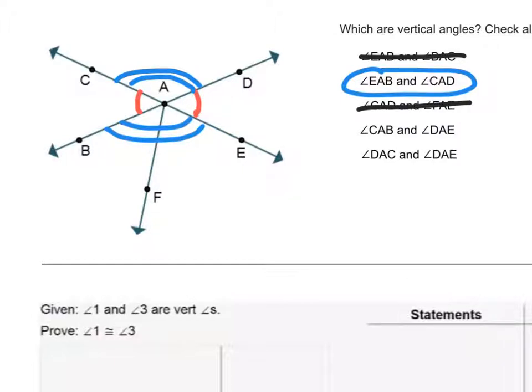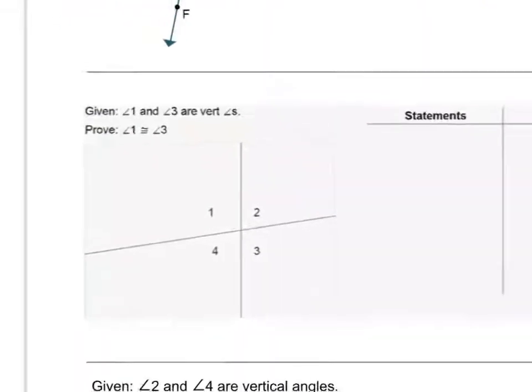And then CAB and DAE, that's the other one. Okay. And then DAC and DAE, that one doesn't work either. Okay, so you only had two pairs there, those two. Okay, the next one we have is a proof.